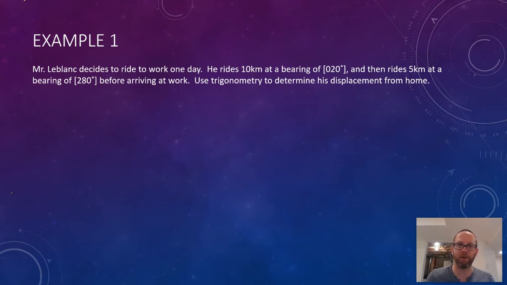Mr. LeBlanc decides to ride to work one day. I just made these values up. These aren't the distances and directions to our school, but I say he rides 10 kilometers at a bearing of 020. So you can see, you don't have to think, is that a quadrant bearing or a true bearing? It's a true bearing because of the way it's 3 numbers. If it was a quadrant bearing, you'd have north, south, or whatever. So that's 20 degrees to north, so it's kind of going up that way. And then a bearing of 280 for the next leg.